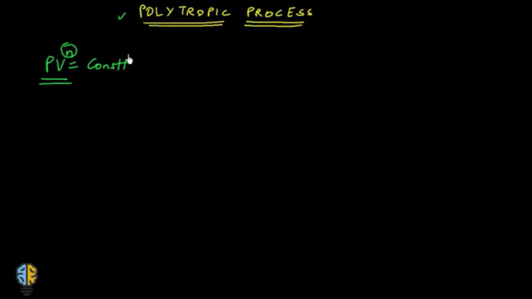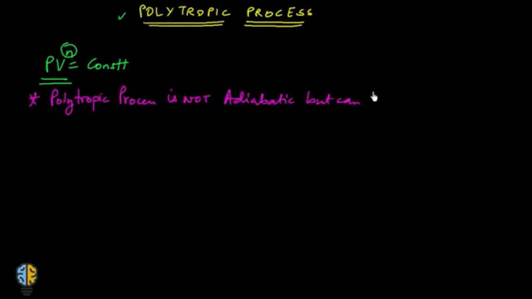So it is a very important point that you must note down, that a polytropic process is not adiabatic. It is not adiabatic, but it can be reversible. This is quite an important point that most people would get confused in.